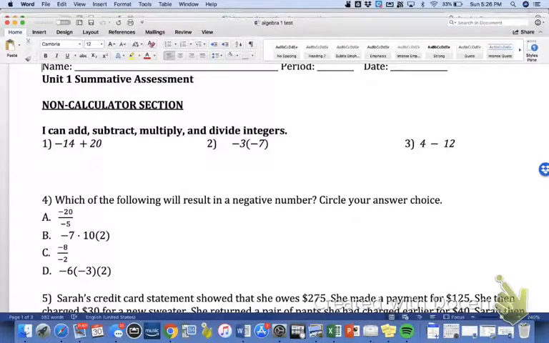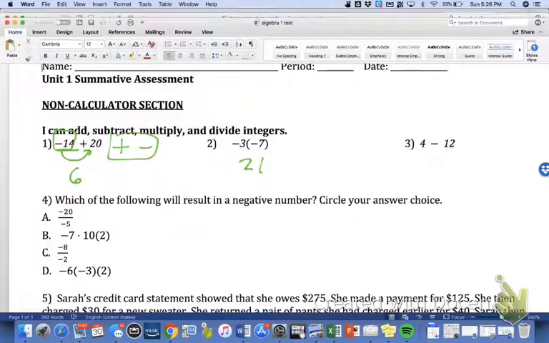Okay, for number 1, it's just asking you to add these two numbers together, and because they're a different sign, you know that the negatives are actually going to cancel out the positives, because a positive and a negative cancel each other out. So those 14 negatives will cancel out 14 of those positives, so that you're left with a positive 6. Number 2, 3 times 7 is 21, and a negative times a negative is a positive, so that is a positive 21.